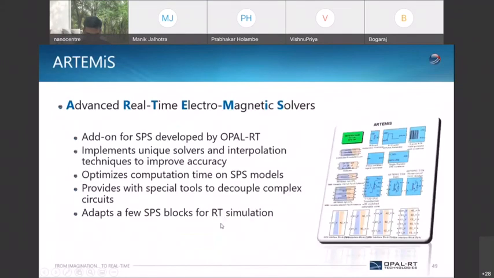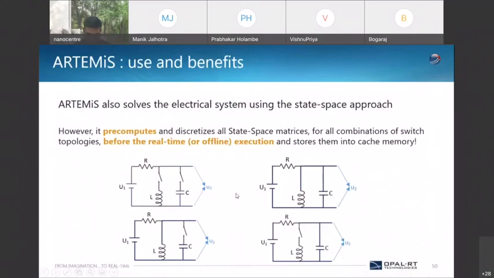Coming to the solution which we provide, advanced real-time electromagnetic solvers, the Artemis solution. What exactly is being done in the Artemis solution is, since in SPS we have already seen that the reason why SPS takes more time is that whenever the switch changes its state, the SPS library is going to recompute the state space matrix, and that is why it takes more time.